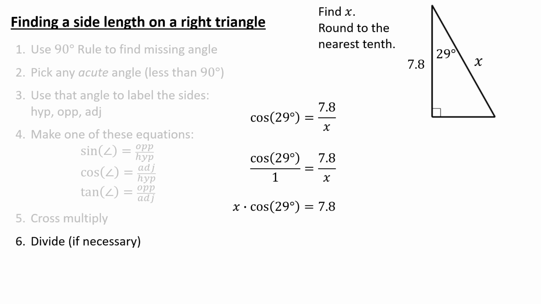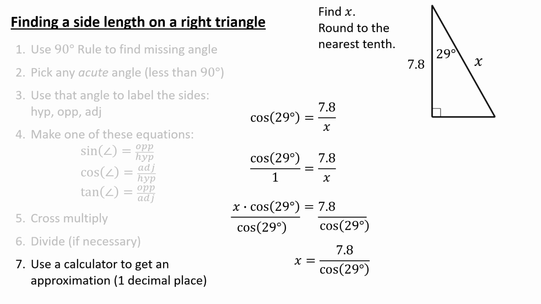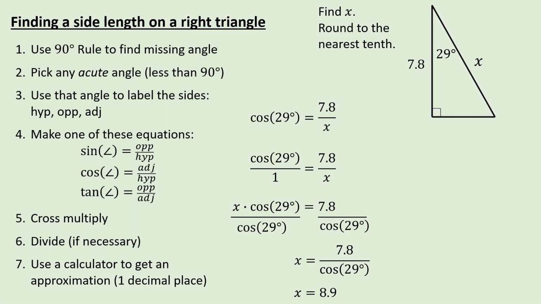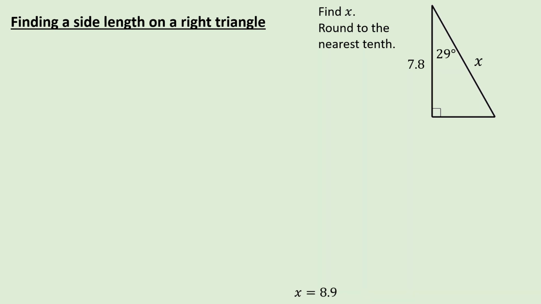Step 6 is divide if necessary, but it is going to be necessary here because if we want to solve for x, we have to divide both sides by the cosine of 29. And now we know what x is. Type that in a calculator, and we find out that x is about 8.9. Here's the problem in its entirety if you want to pause and look it over.